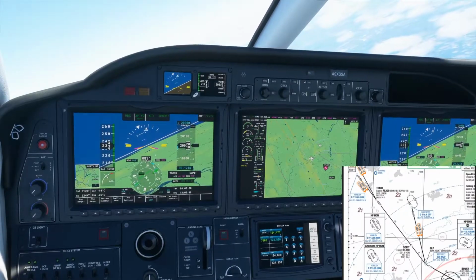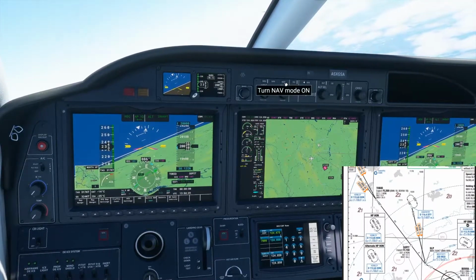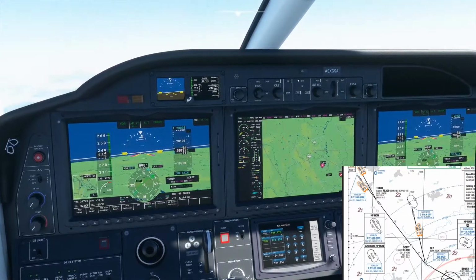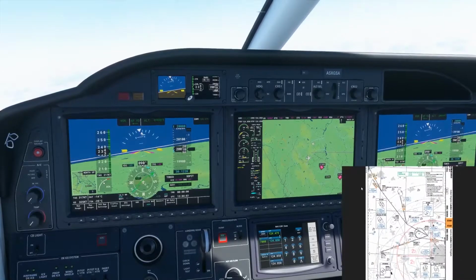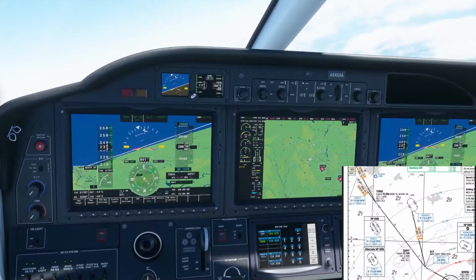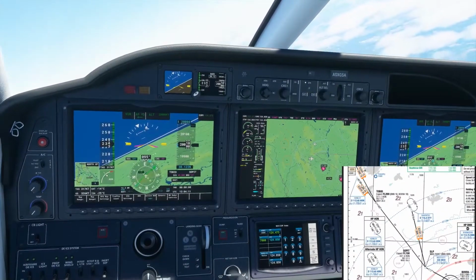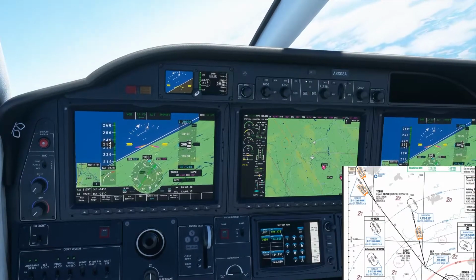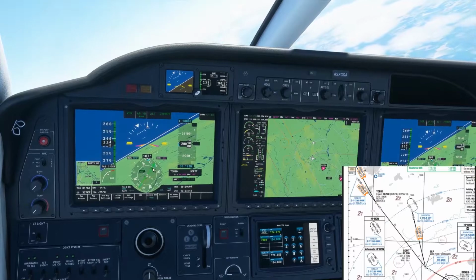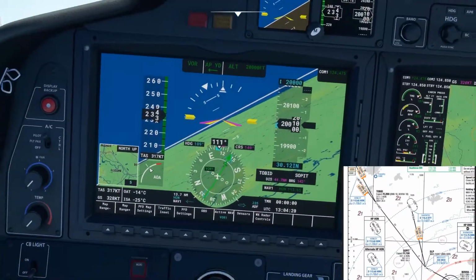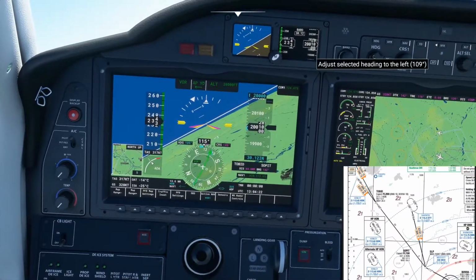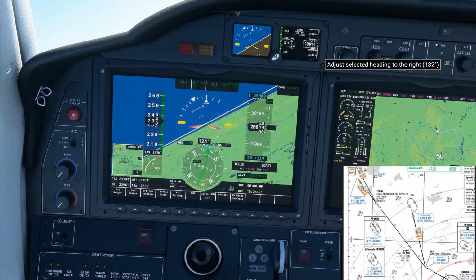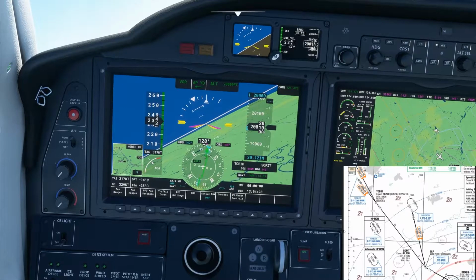So we're going to come inbound and intercept this arrival. At the minute we're just intercepting the 140 radial from Honley. You can see the computer's just doing this now, and then we're going to talk through the rest of the STAR itself. So we're at 20,000 feet.